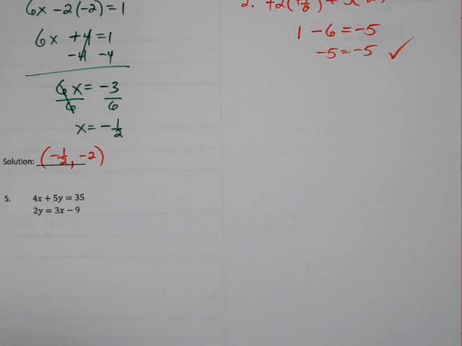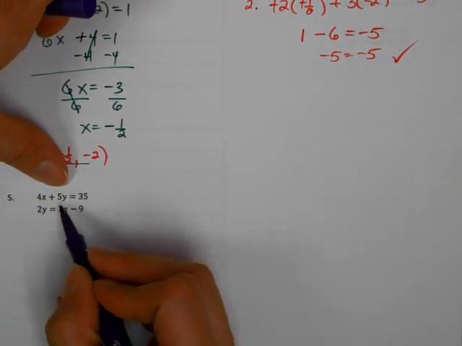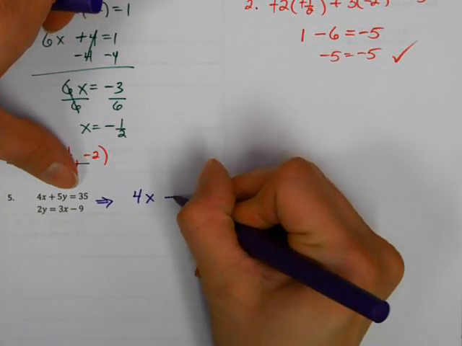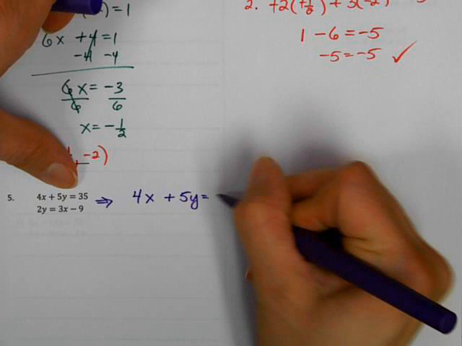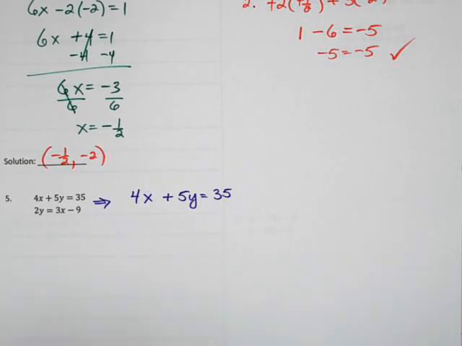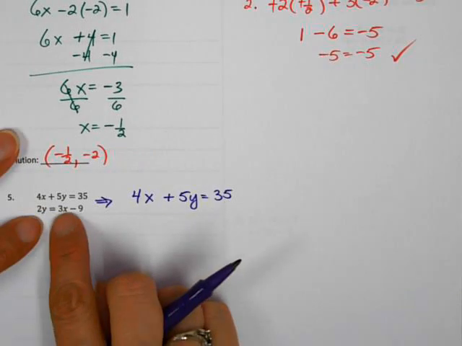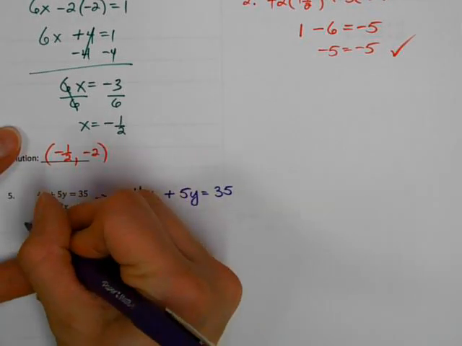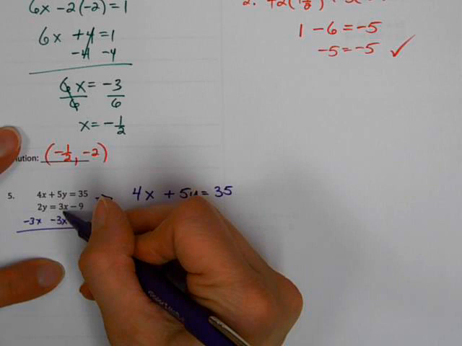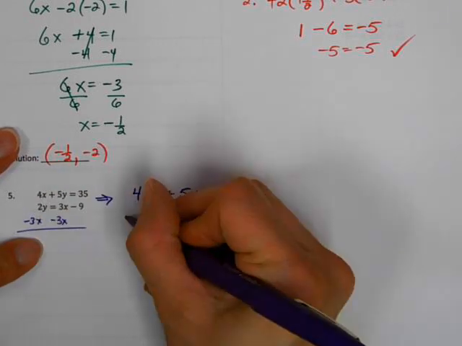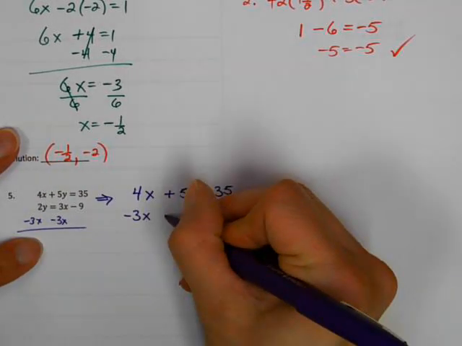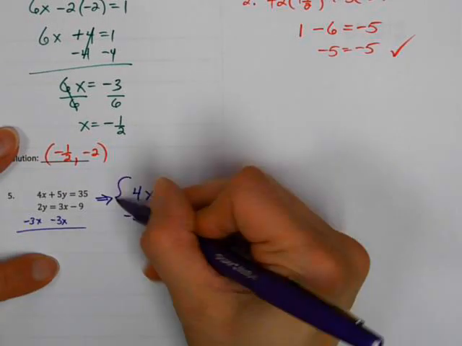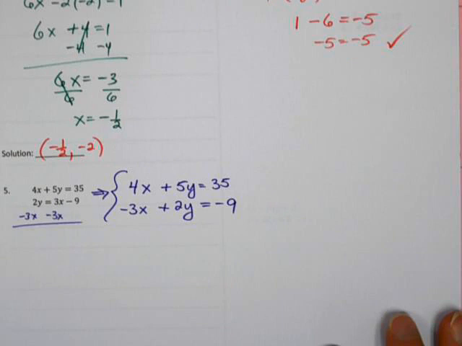Okay, so let's see. I like the looks of the top equation. So let's just go ahead and write the top equation just the way it is, x's, and then y's, and then constant. Okay, and let's rearrange our bottom equation here. Let's put the x's on the left. Okay, so if you subtract 3x's and subtract 3x's, or if you switch sides, you switch signs, it's going to be negative 3x plus 2y equal to negative 9. Okay, so there's our system.